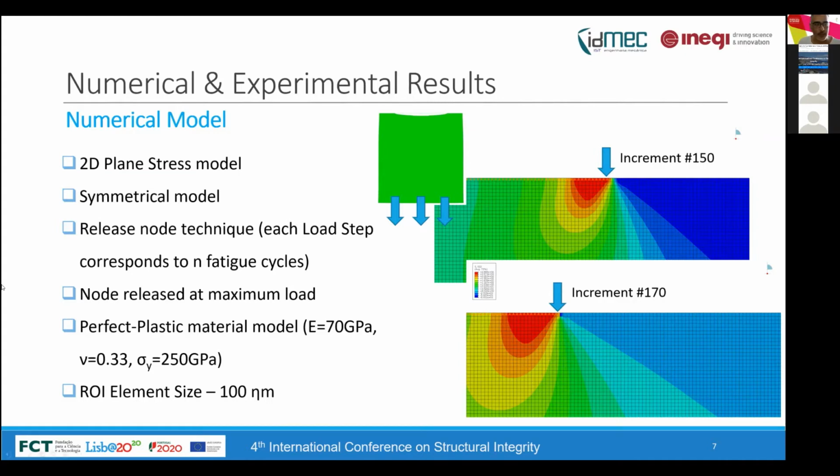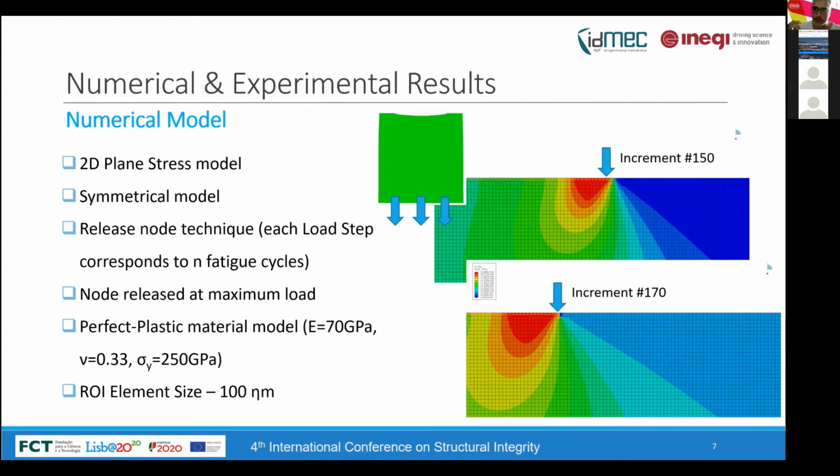So we created, for now, a 2D plane stress model with finite elements. It's also a symmetric model, so we are just simulating half of the specimen, because we are using the release node technique in order to simulate the fatigue process. So we are creating the model and applying a dynamic load. And in each load step, after one cycle application, we are releasing a node on the symmetry plane. This represents, therefore, in each increment, a crack growth increment, and it corresponds to a given number of cycles that we are not focusing on right now.